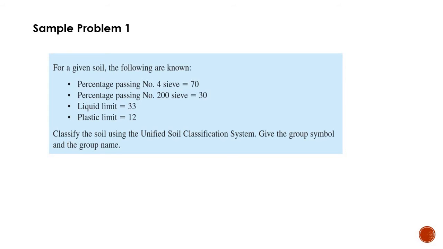Sample problem for USCS. For a given soil, the following are known. Percentage passing number 4 sieve is equal to 70, or this is your F of 4. Percent passing number 200, this is your F200, is equal to 30. Liquid limit is 33 and plastic limit is 12. So classify the soil using the Unified Soil Classification System, or the USCS. So give the group symbol and the group name.